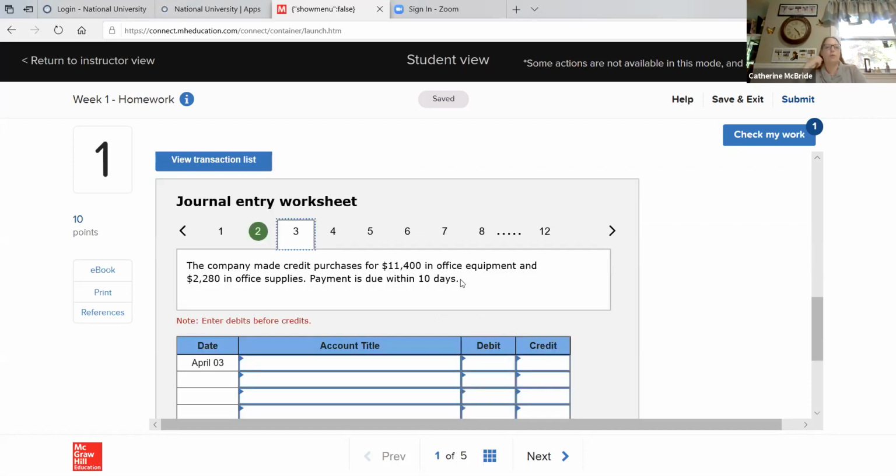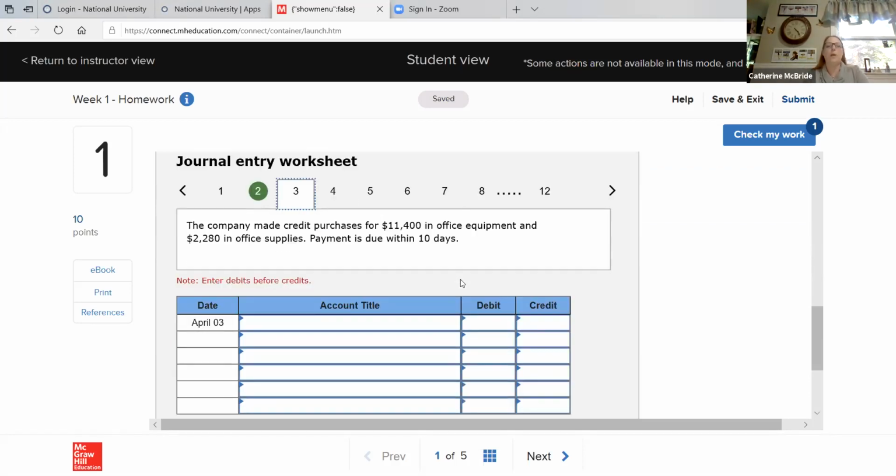All right, question number 3. The company made credit purchases for $11,400 in office equipment and $2,280 in office supplies, and payment is due within 10 days. So what happened? We went to the office supply store. We came back with $11,400 worth of equipment, like maybe we bought printers or computers, and $2,280 in office supplies, like paper and pens and folders.